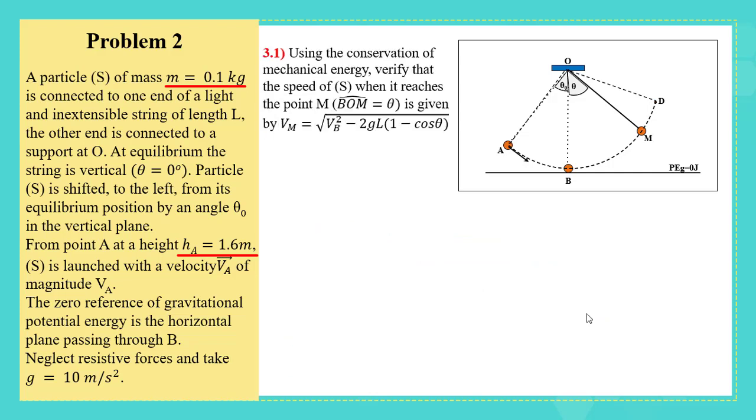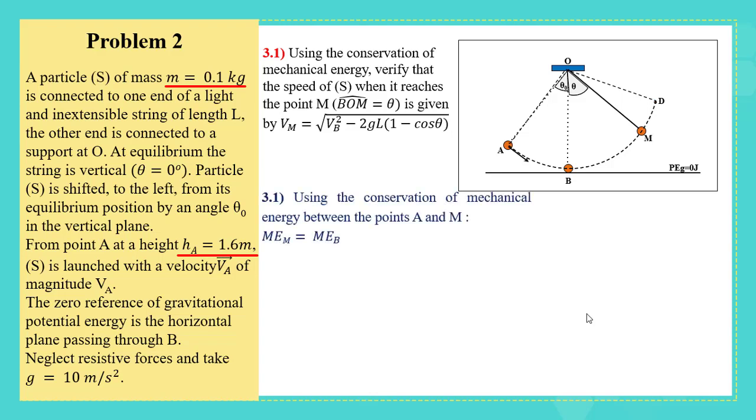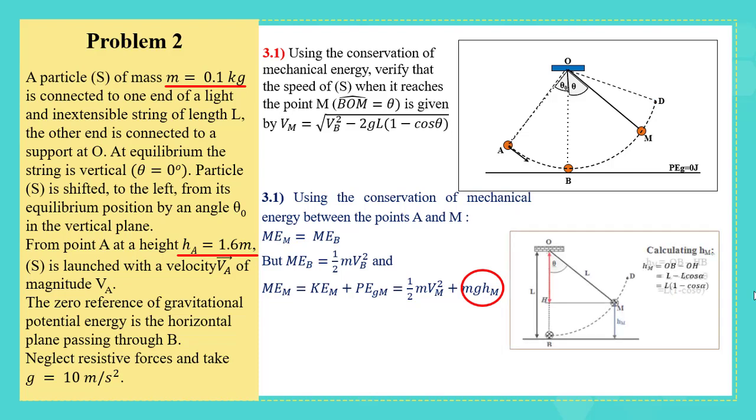Using the conservation of mechanical energy, verify that the speed of S when it reaches a point M is given by VM equals the radical of VB squared minus 2gL into 1 minus cosine theta. They gave us a hint: using the conservation of mechanical energy. Let's state the conservation of mechanical energy between any two points. Mechanical energy at M equals the mechanical energy at B, especially because they mentioned VB. But mechanical energy at B is half m VB squared. And we know that at a given position, the mechanical energy is the sum of kinetic plus potential. But what is mghM? Let's check this figure.